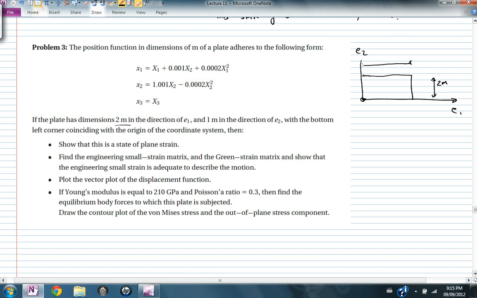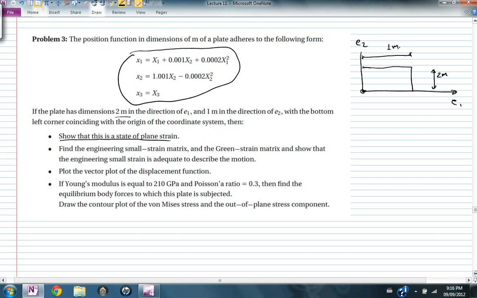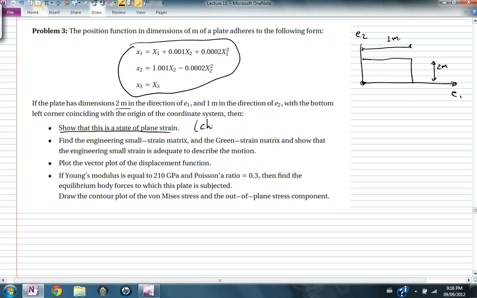And I'm given a non-homogeneous, non-linear deformation. The only thing is that the position in x3 stays the same. So the position perpendicular to the plate does not change. This is the position in the horizontal direction. It changes. The position in the vertical direction changes. The position in the third direction does not change. Show that this is a state of plane strain. Okay, well, check chapter 3.